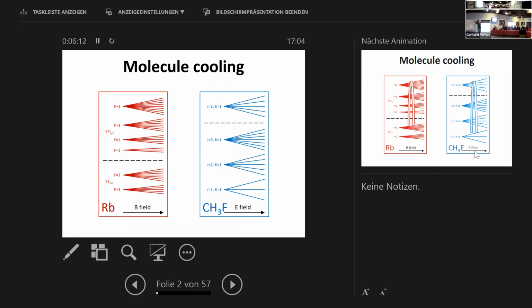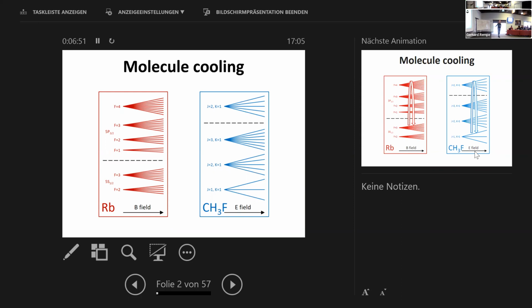This is a comparison of the energy level diagram of rubidium atoms and fluoromethane. Typically rubidium has a ground state manifold. These are the 2 ground states of hyperfine splitting, and then as a function of the magnetic field, there's Zeeman splitting, and so on. This is the first excited state, 5p3/2, again with hyperfine splitting and again the Zeeman splitting. This is known to everyone, nothing new.